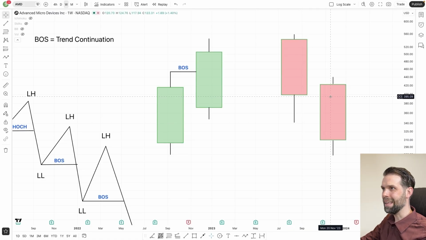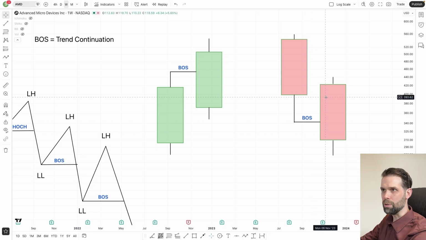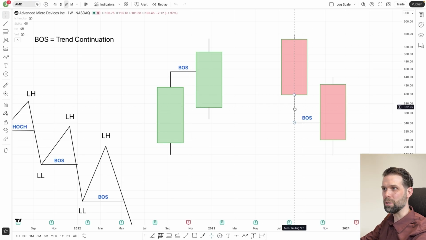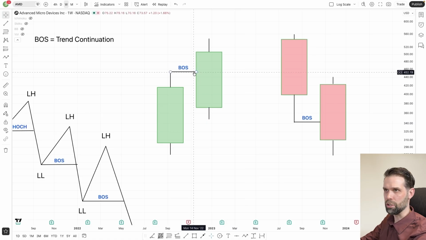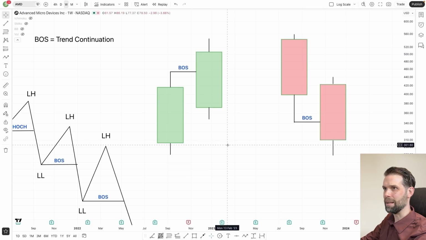So for a downtrend, because this candle closes below the prior wick, that is where we have a break of structure to the downside. So this is really important to understand. This candle closes down here. It's a red candle. So it opened here, it closed here, and it closed below the previous low, which was the wick of this candle. Therefore, we have a BOS to the downside. We have a break of structure to the downside. Here we have a break of structure to the upside. So it's really important to understand that concept.